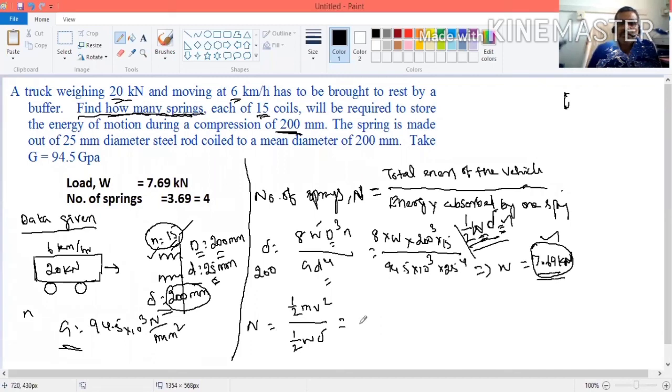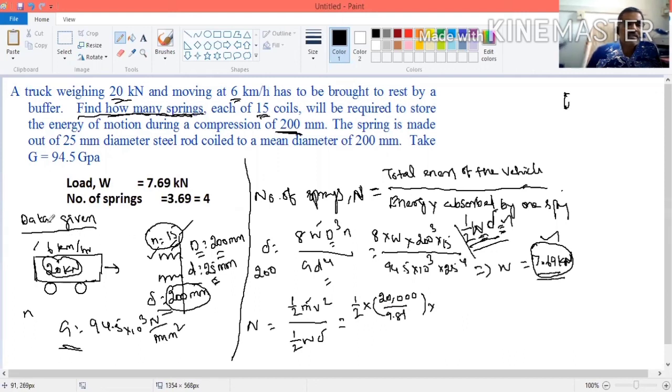So now half into, what is the mass of the vehicle? Here the weight of the vehicle is given, 20 kilonewton. From the 20 kilonewton, you find the mass of the vehicle. That is 20,000 Newton divided by 9.81. This will give the mass. You must substitute m and v square. What is the velocity? Velocity also you have to substitute in meter per second.